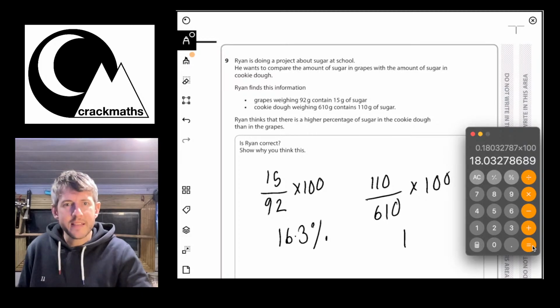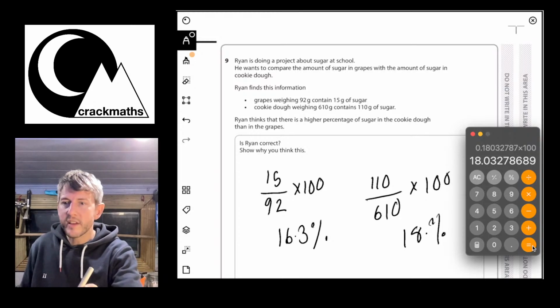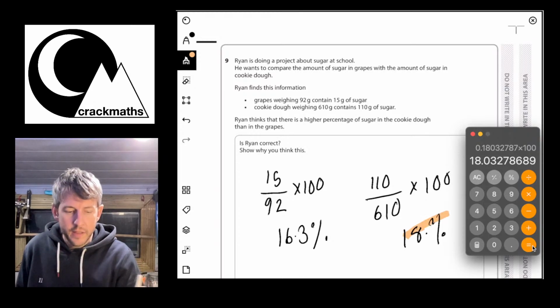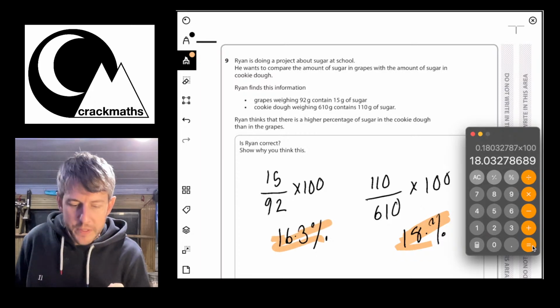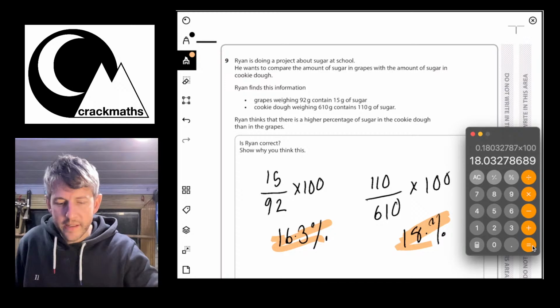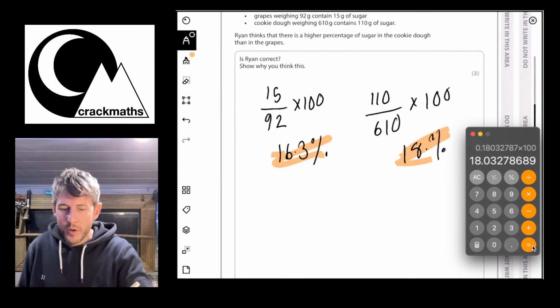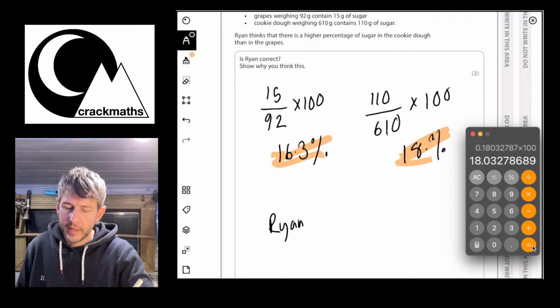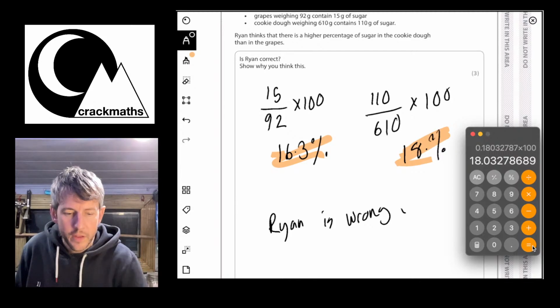Okay, and here we go. So that's 18% really to one decimal place. But we don't need to go too accurately because we can see that the cookie dough has a higher percentage of sugar than the grapes. So we can see that Ryan is wrong, which is a win for fruit. Right, Ryan is wrong. Okay, next question.